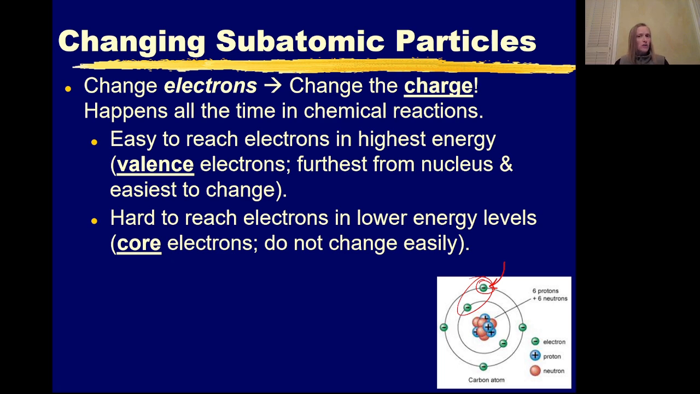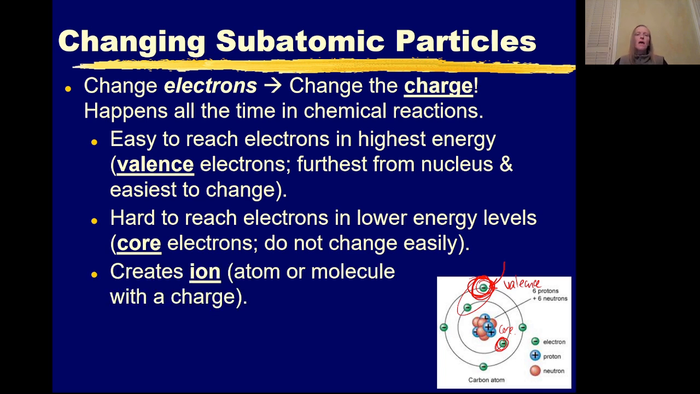It's hard to reach electrons that are in lower energy levels. So these ones on the outside are valence electrons, and the ones on the inside here are called core electrons. Those electrons are harder to reach, harder to change. They do not change easily. If you change the number of electrons in an atom, you're changing its charge. So you are creating an ion, which is an atom or a molecule with a charge.